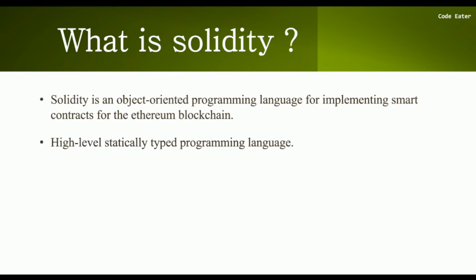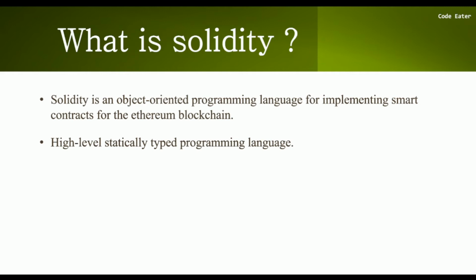Second thing, Solidity is a high-level, statically typed programming language. Now, what do I mean by high level? High level means that it is a programming language which can be well understood by humans. This programming language is not written in binary numbers format or in assembly language format, which are examples of low-level programming languages, right? Because those programming languages can be easily understood by our computers, but we cannot understand them easily. So those are low-level languages, while Solidity is a high-level language.